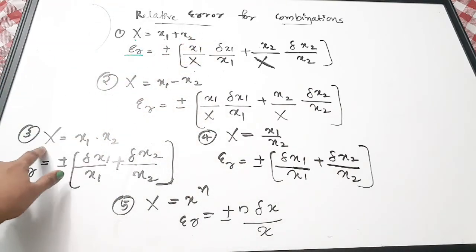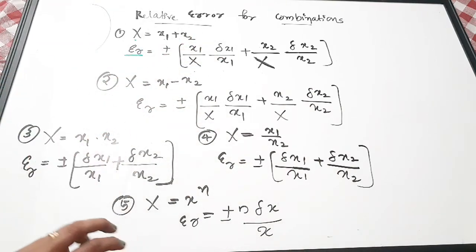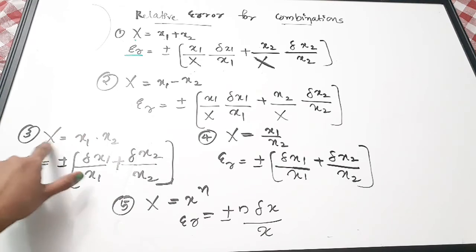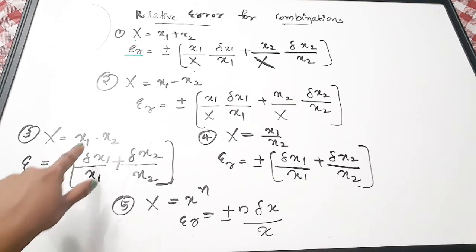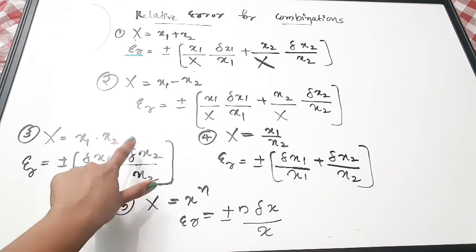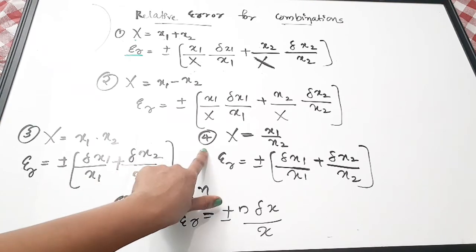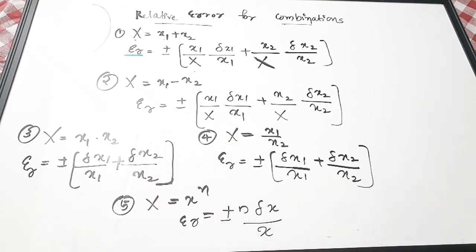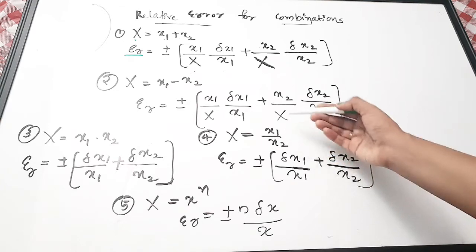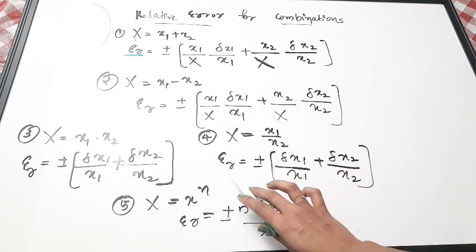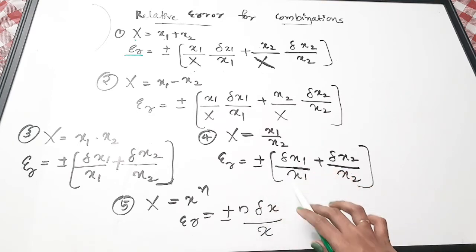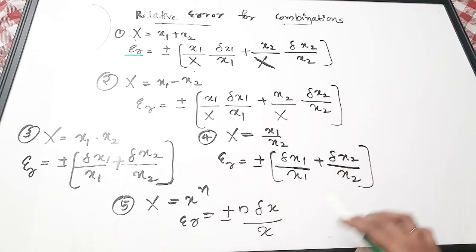Then the third case, when we are going to take the product of the two quantities, X equal to x1 into x2. In that case, the relative limiting error is epsilon r equal to plus or minus delta x1 by x1 plus delta x2 by x2. Fourth case, when we are going to take the division of these two quantities, capital X equal to x1 by x2. Epsilon r equal to plus or minus delta x1 by x1 plus delta x2 by x2. Again, these two equations are the same.